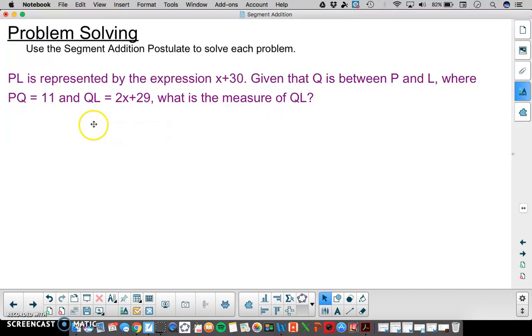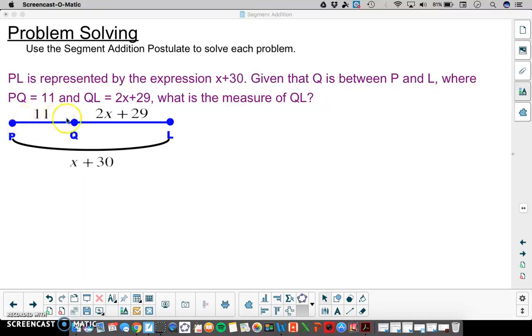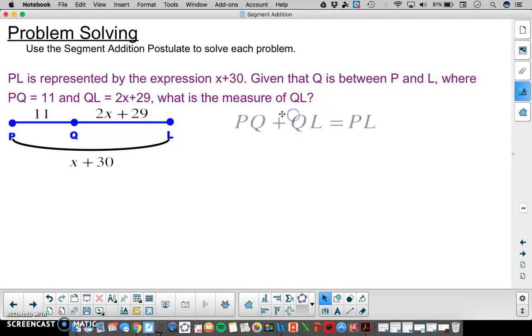So we know that Q is between P and L. So we're going to draw that segment and then label the pieces. We have our pieces here that the measure of PQ is 11, the measure of QL is represented by 2x plus 29, and the entire segment PL is represented by the expression x plus 30. This can help us make some sense of what pieces we need to add together using the segment addition postulate. We know the parts have to equal the sum, so I know PQ plus QL equals PL. So 11 plus 2x plus 29 is going to equal x plus 30.